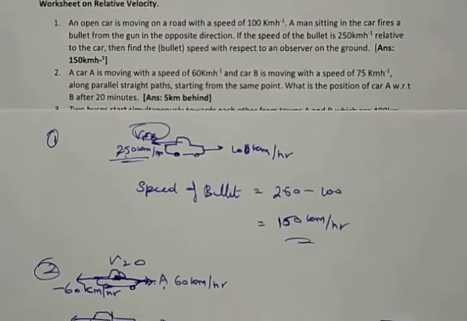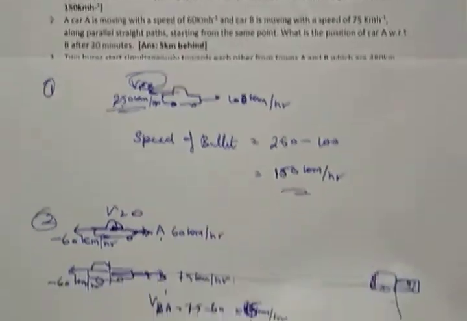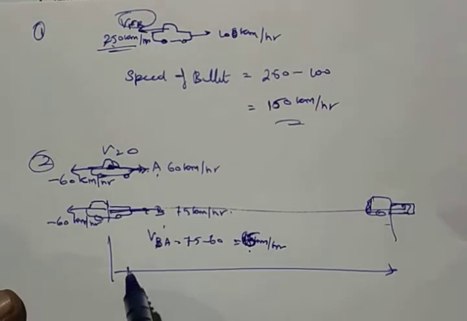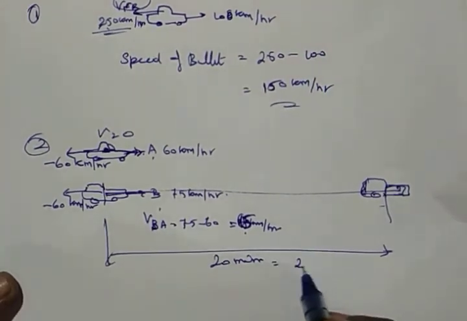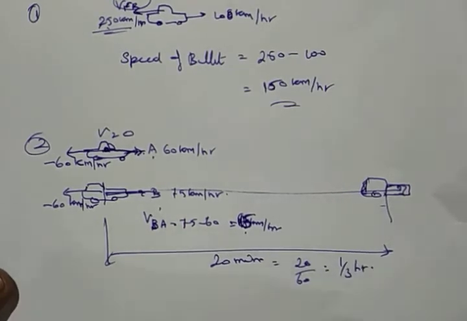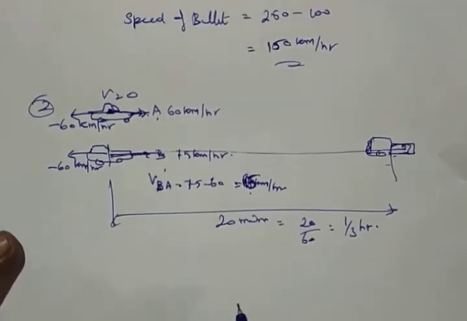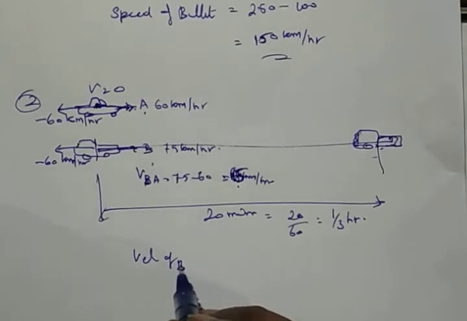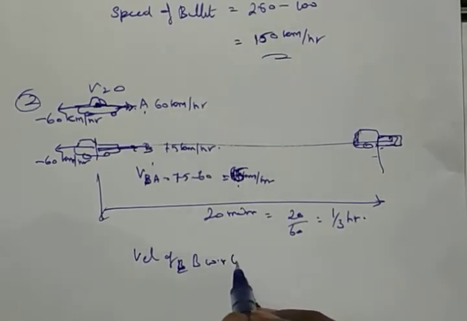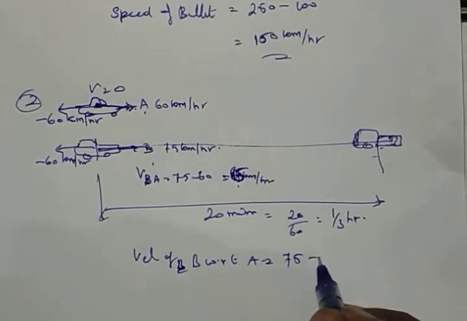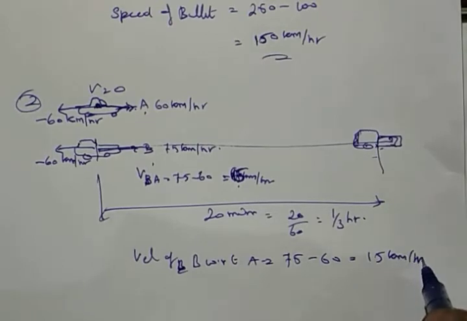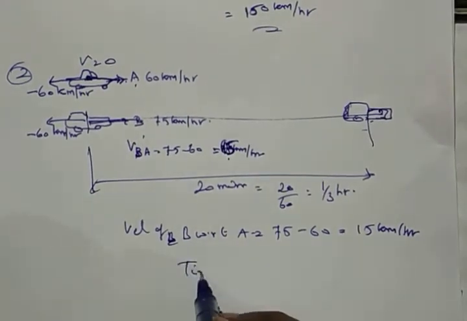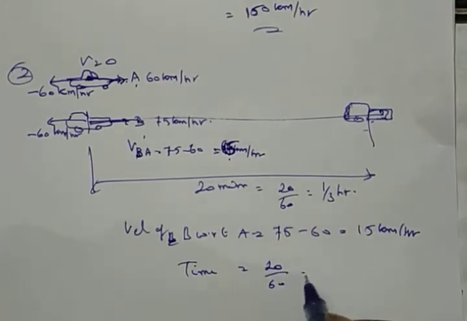So look at the question again. The question says the time taken is 20 minutes. So the time taken from here to here is 20 minutes. In other words, it is 20 upon 60, which is equal to 1 by 3 hours. So what is the position? The velocity of B with respect to A is equal to 75 minus 60, which is 15 kilometers per hour. The time taken is equal to 20 upon 60, which is 1 by 3 hours.